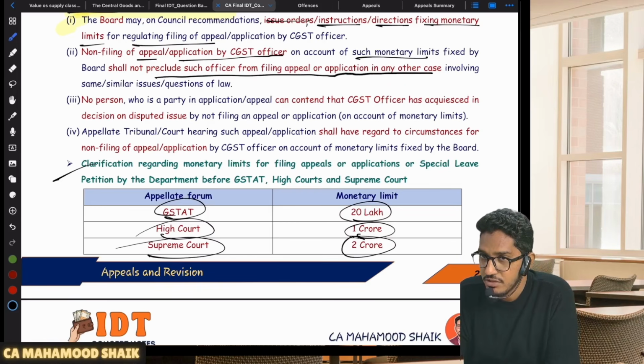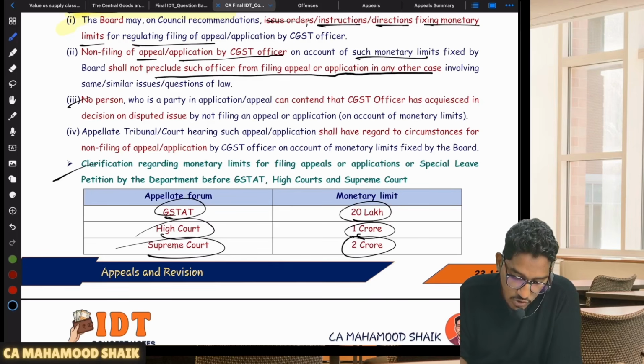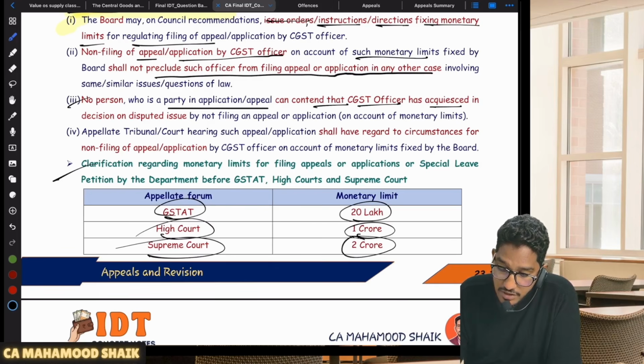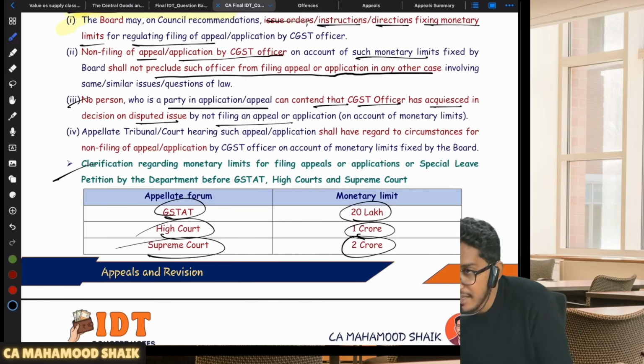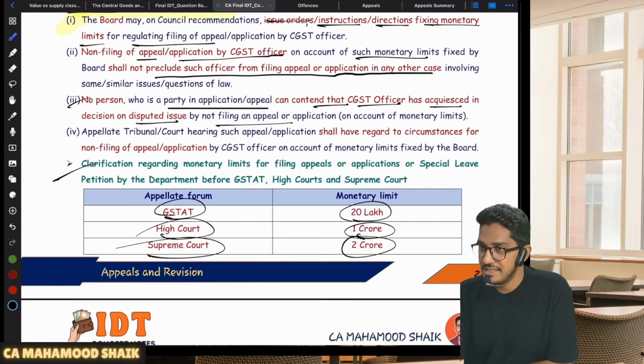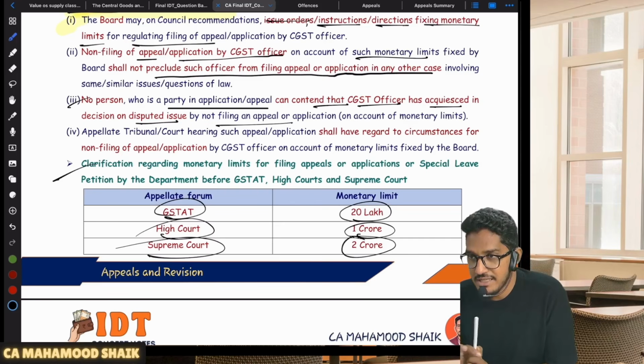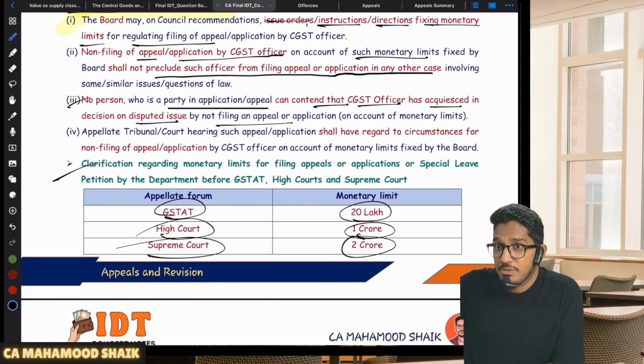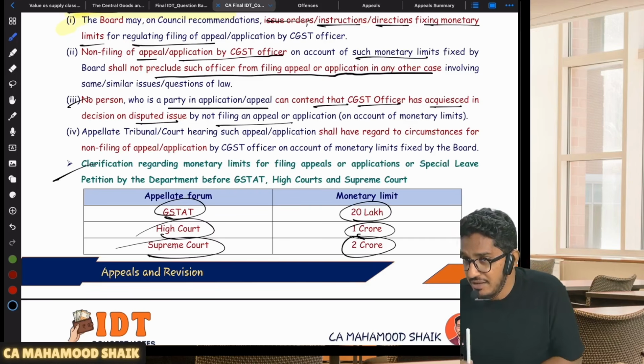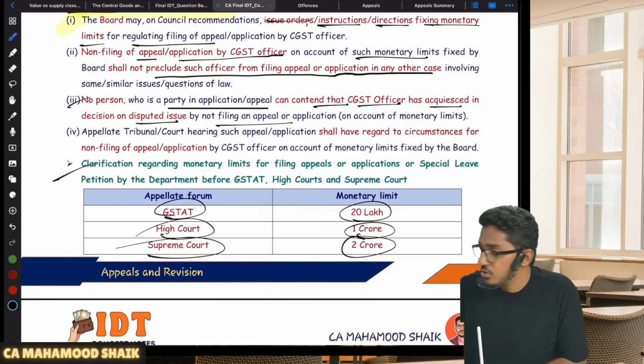I told it or not just now. Pencil example. Next. No person who is a party in an application or appeal can contest that the CGST officer has acquiesced, that means he has accepted the decision on a disputed issue by not filing an appeal or application. Can he say that? Can the other person, whoever is selling the same pencil, he is also enjoying exemption, he got the order from the appellate authority that this is exempt, but that person's amount is 20 lakh rupees. Can he go for GST 80 or not? Yes. Can the other person argue, for this person you have accepted, that means you have accepted that scenario, don't come and file an appeal for me? Can they say it? No.